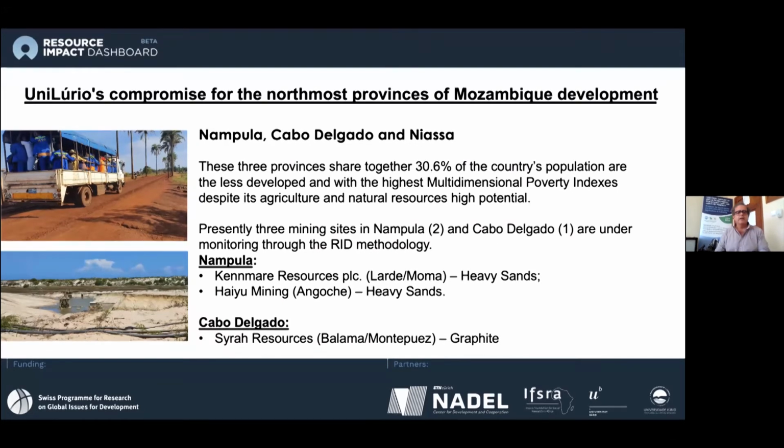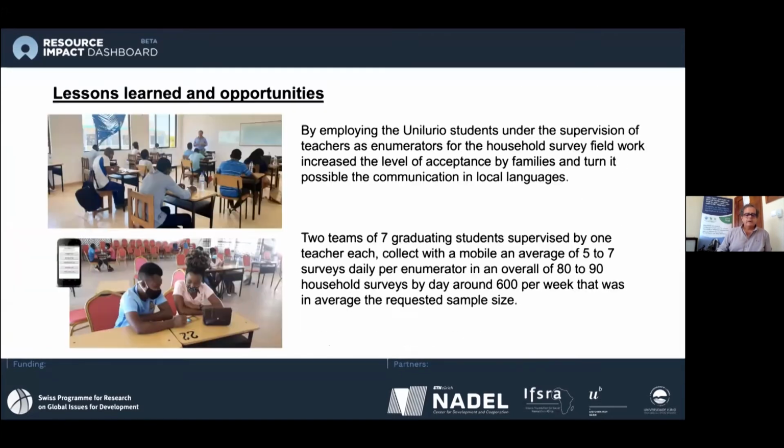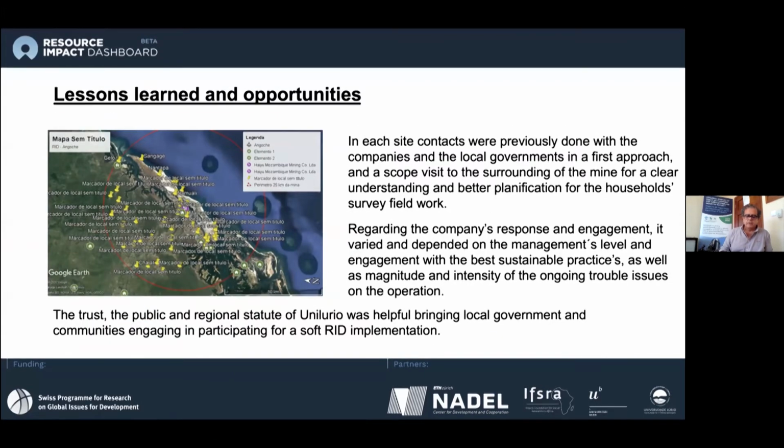The lessons learned and opportunities we have found during this implementation of the RIDE in this region is that for each site, we need to contact the companies and the local governments beforehand. That's the first approach. And it is also important to do a scoping visit in the areas where we are going to do the household survey, because many times things on the site are very different from what you see when you look at the satellite image.